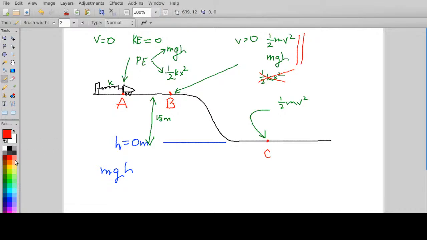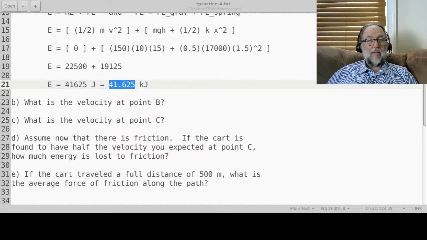All right, so let's switch back here, and let me cut and paste that solution.